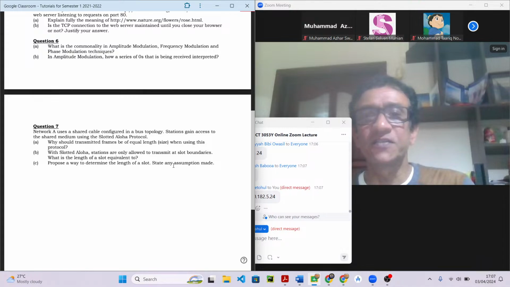Now, 3 stations are connected to a common Ethernet hub. The IP addresses are this and this and this. Determine which among them can communicate with each other. For stations to be able to communicate on the same subnet, you have to work out the network address. Those which have the same network address can communicate.